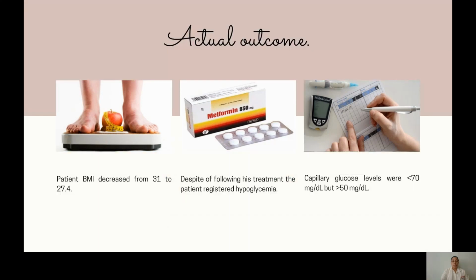Actual outcome. The patient has dropped from 205 pounds to 182 pounds. His BMI decreased from 31 to 27.4. Despite following his treatment, during weeks 2 and 3 of the start of his treatment, the patient registered hypoglycemia at the end of his exercise routine. Capillary glucose levels were below 70 milligrams per deciliter, but above 50 milligrams per deciliter.